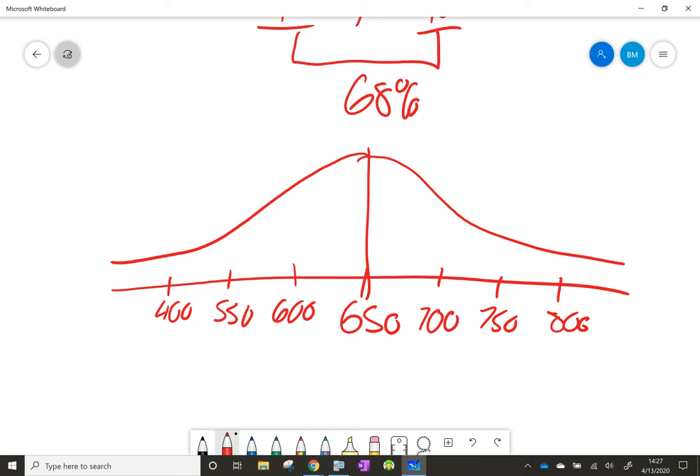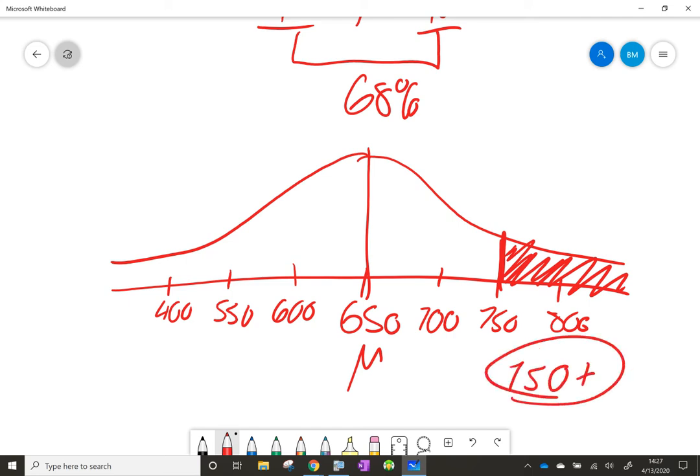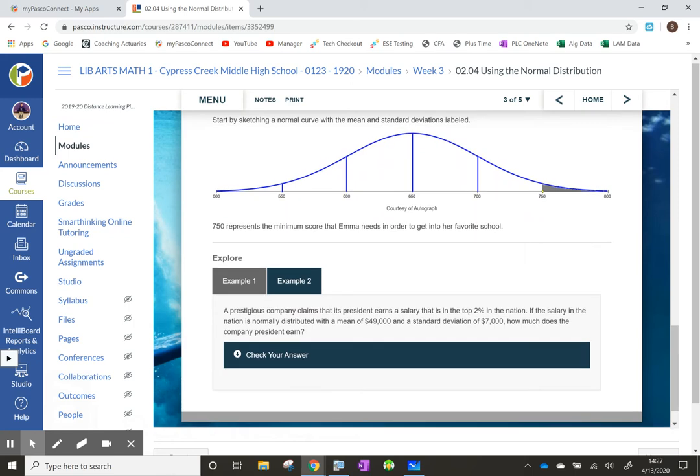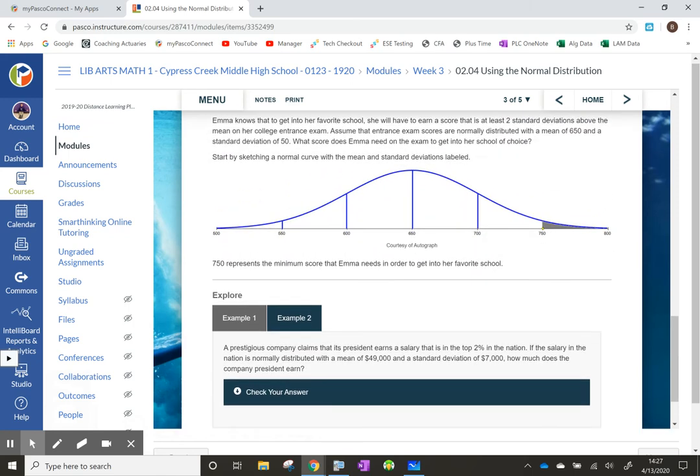So if this is the mean at 650, 2 standard deviations is here at 750. So she has to score higher than 2 standard deviations above. So she has to score higher than a 750. If she scores anything higher than a 750, 750 plus, she will get into her school. She will be accepted into her school. So that's exactly what that graph is saying.